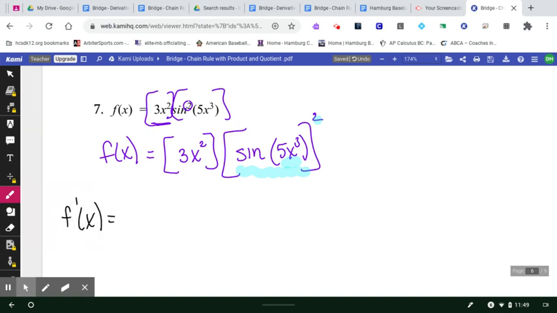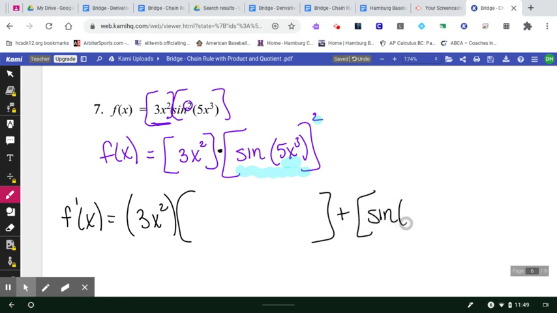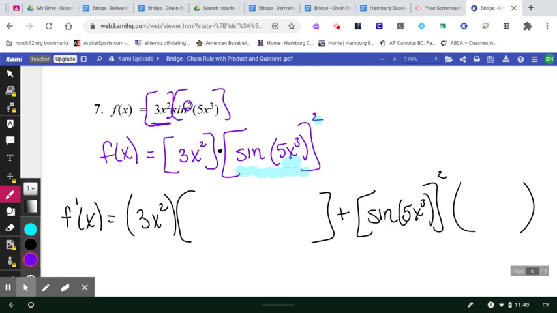So it's a product rule because we're saying times. So I'm going to go first, derivative of the second, I'm going to leave a lot of room, plus my second term times the derivative of the first. Okay, so I'm going to take care of the easy one. The derivative of the first, 3x squared, just becomes 6x.